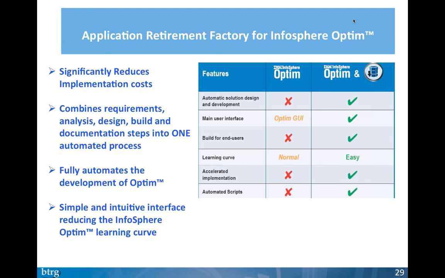Right. Great. So just moving on, I wanted to talk a little bit more about our solutions and some ways that we can help you get the value out of going to 9.1. So I mentioned earlier our retirement factory. This is a solution that is designed for implementation acceleration. It allows you to speed up the implementation of application retirement or archiving across your enterprise. We do this because we combine several steps into one automated process. So your requirements, analysis, design, and build is done in one step. We build the Optum objects for you. And so that really accelerates your time to value with Optum.